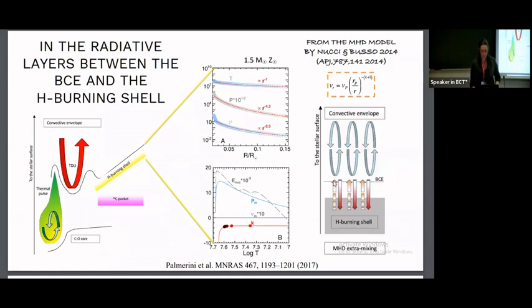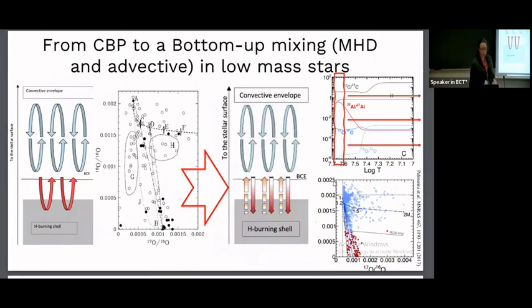Okay. In doing that, we can move a portion of material that has exactly the composition of the hydrogen burning shell into the stellar surface. And of course, it will be mixed and diluted. In doing that, as you can see, we have no more forbidden area, as it was for the classic cool bottom process, and even the region of the hot bottom burning is now covered.